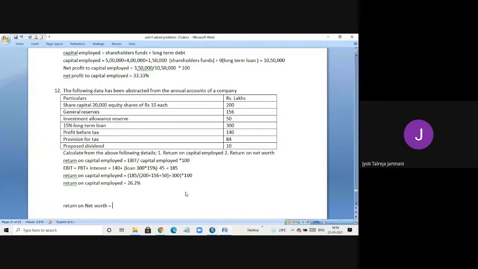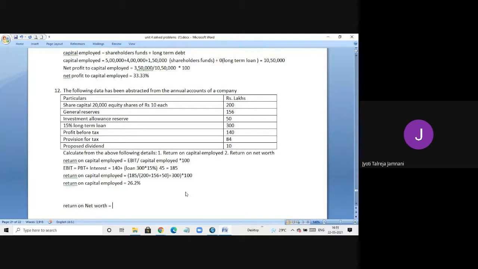Net worth is nothing but only shareholders' funds, not the long-term loans or anything. Net worth basically means what is the worth of the owner in the business, or the value of the shareholders in the business, how much they own, or how much is their contribution in the business. It is also called shareholders' funds, or shareholders' capital, the different names for it. So when the word net worth comes, you have to remember only shareholders' funds we have to consider.